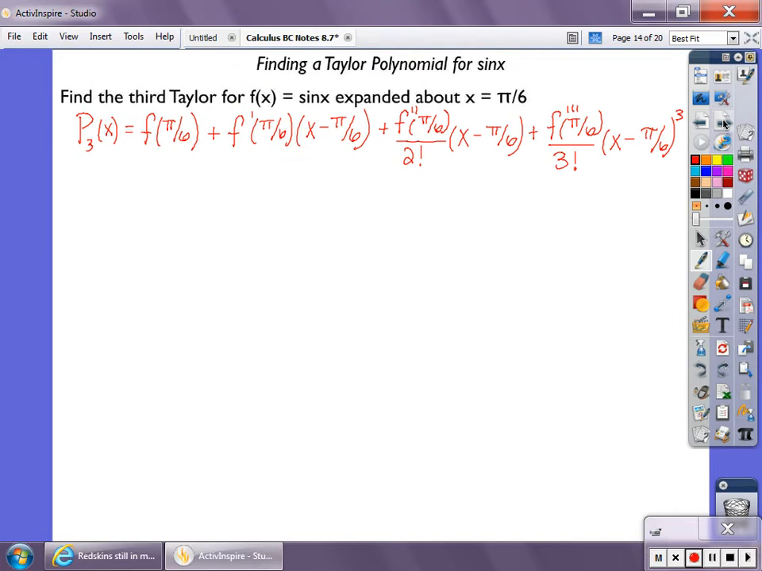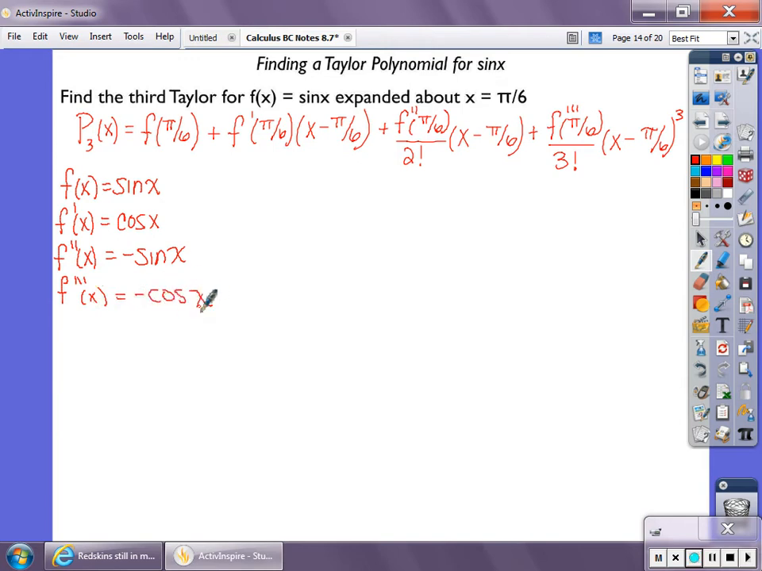In any case, I need to start finding my derivatives. So f of x is sine of x. f prime of x is going to be cosine of x. f double prime of x is negative sine of x. f triple prime of x is going to be negative cosine of x. And I don't need to go any further.